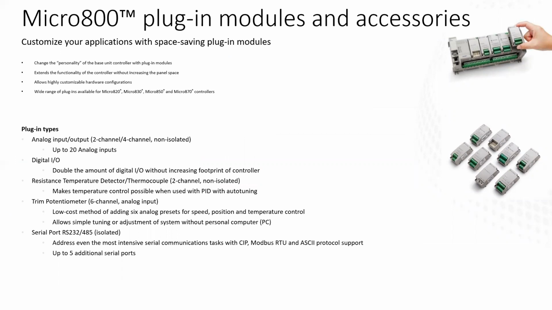The plug-in modules are available from the 820 all the way through the 870. The IOs are typically very small point count, so I'm talking 2 to 4 channels, whether that's analog or digital. But there are also some communication modules. There's a serial port that's isolated that you can plug in, and there's also a BACnet port that's pluggable that you can add. Again, these are available for the 820 all the way up to the 870.